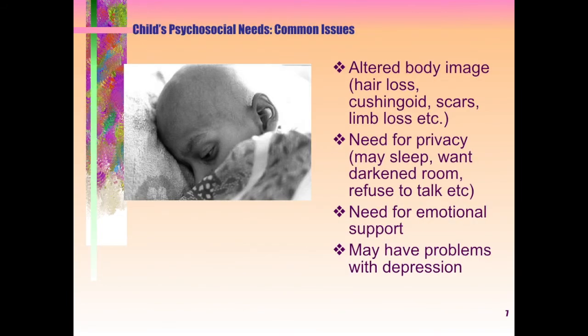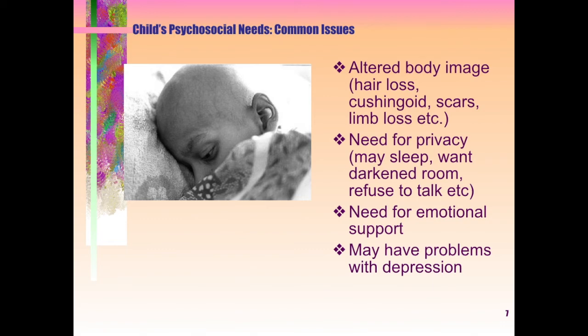Other common issues are the altered body image. When we give them steroids, they become cushingoid. So remember what that is, that big moon face. The rest of them is really thin, but they look in the mirror and they see that round face. They don't like it. There's limb loss that affects their body image.